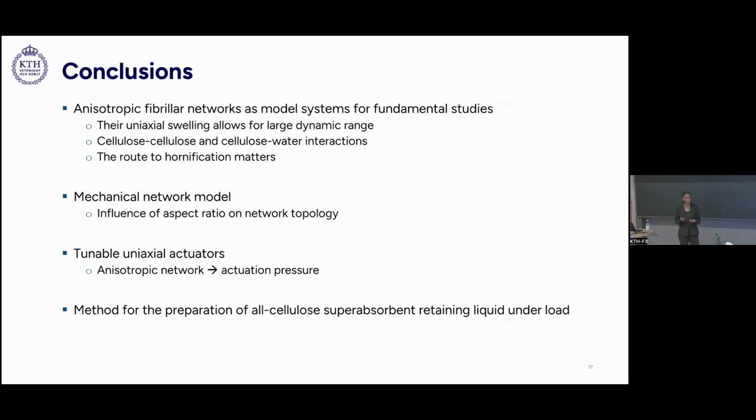And we showed that the route to hornification matters, which is emphasized by a clear heating time and temperature dependence. We then established a mechanical network model to elucidate the influence of aspect ratio on network topology. And then we utilized the water uptake in these fibrillar networks to develop tunable actuators, and we demonstrated a method for the preparation of an all-cellulose superabsorbent which can retain liquid under load.